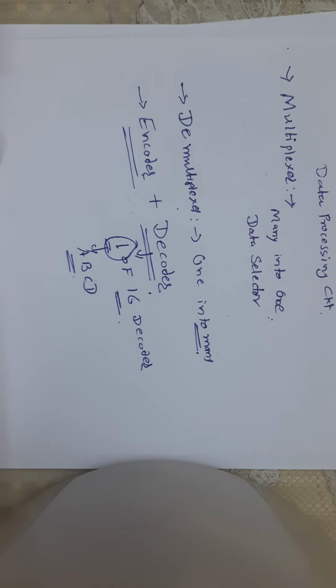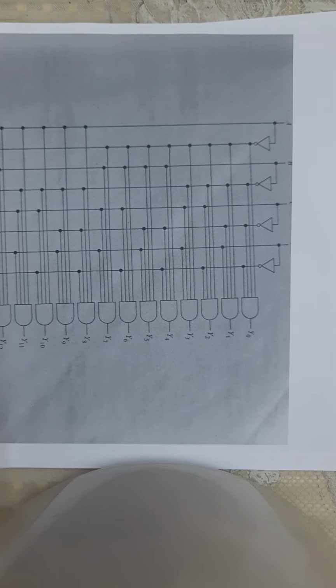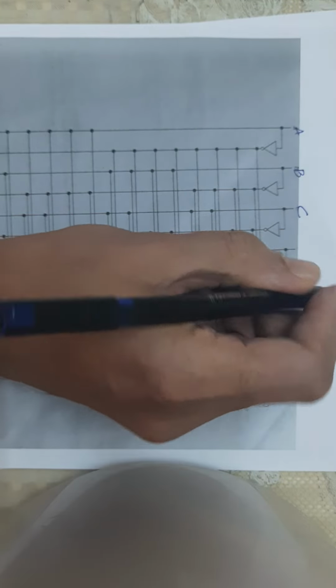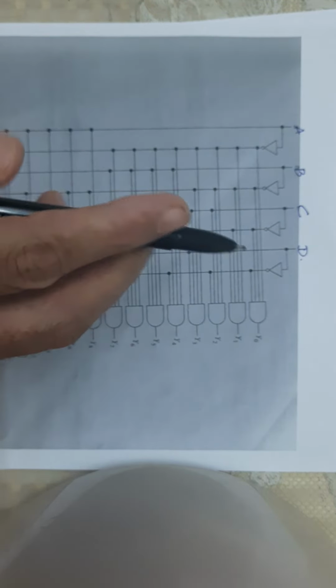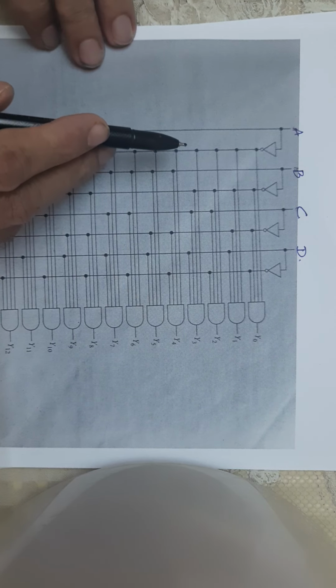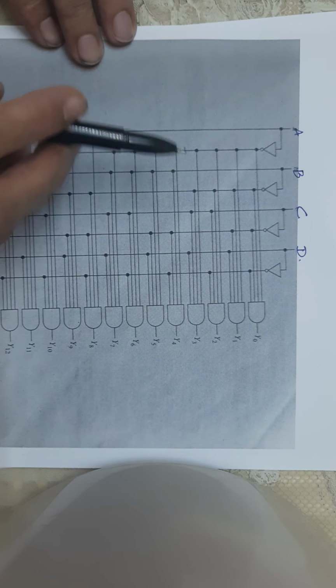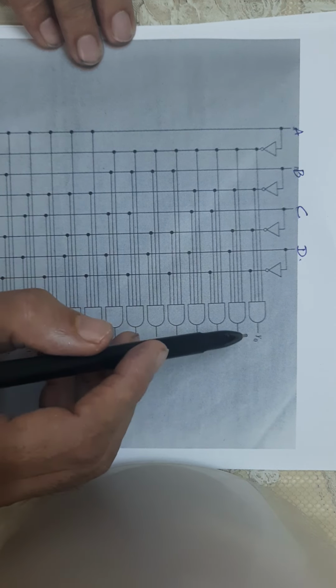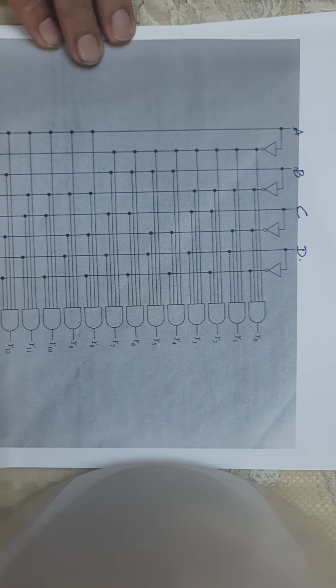I will show you the figure. This logic circuit is called a 1 of 16 decoder. This is our decoder circuit. You can see here, this is A, B, C, and this is D. There is no data input. In a demultiplexer, there is one data input. In a decoder, there is no data input, only the ABCD control inputs, and these are the outputs. How many? If there are 4 inputs, then 16 outputs.